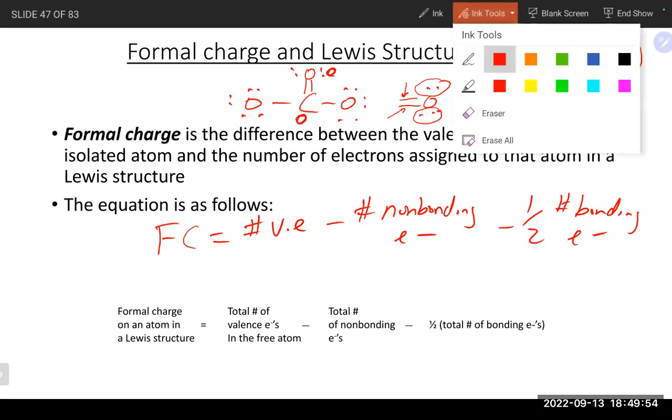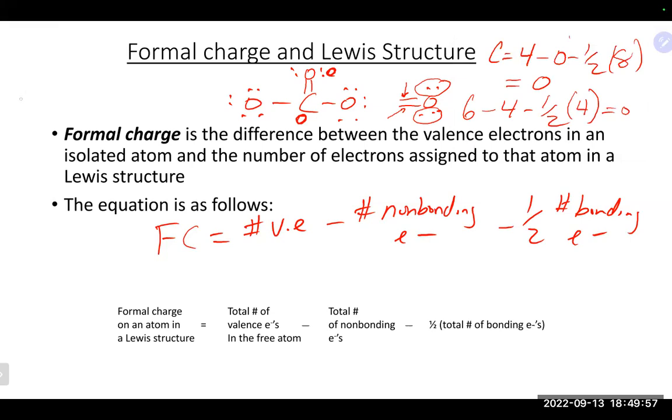Let's take a look at the single bonded oxygen. There we go. The single bonded oxygen has 6 valence electrons for oxygen. In this arrangement, it has a total of 2, 4, and 6 non-bonding electrons, minus 1/2 of a single bond there, which would be 2 electrons. That is 6 minus 6, which is 0, minus 1/2 of 2, which is 1.